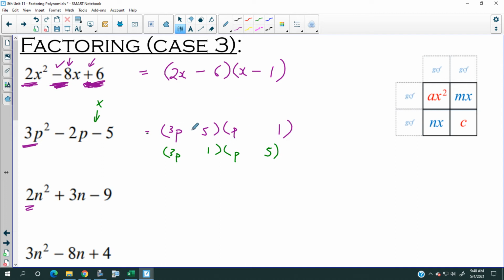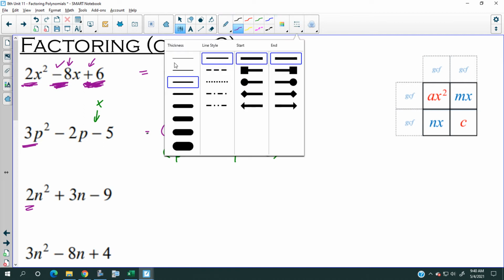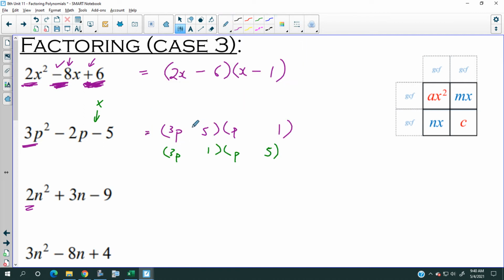So let's see, now let me try, okay. So if I put the negative here, and I put a positive here, right? I get 3p squared, and that is negative 5p, and that is 3p, right? And that will give us negative 2p, right? See that? So that's it, that's the answer. So let me clean that up for you.